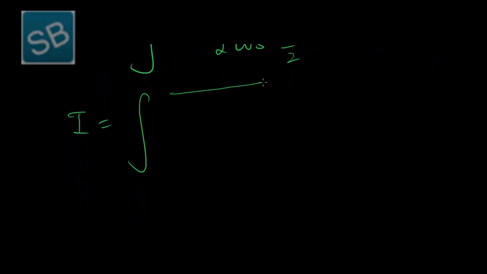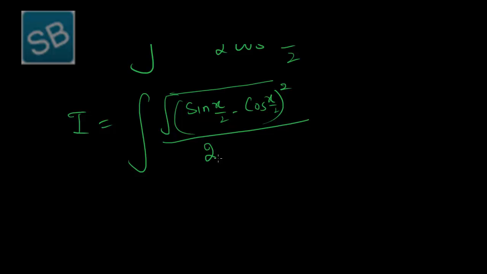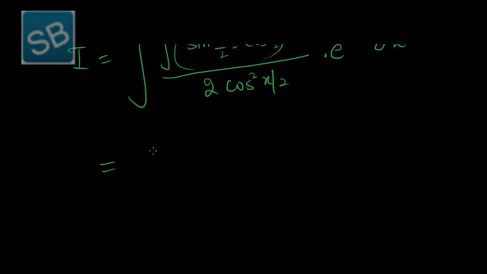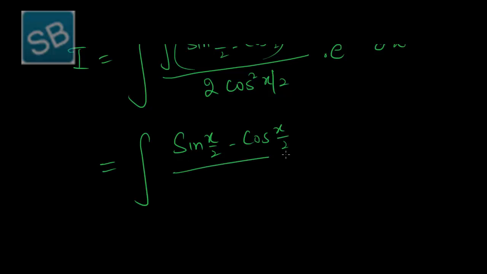So we get under root sin x by 2 minus cos x by 2 whole square, a minus b whole square, over 2 cos square x by 2, into e raised to power minus x by 2 dx. So the square is cancelled out by the under root. We are remaining with sin x by 2 minus cos x by 2 over 2 times cos square x by 2, into e raised to power minus x by 2 dx.